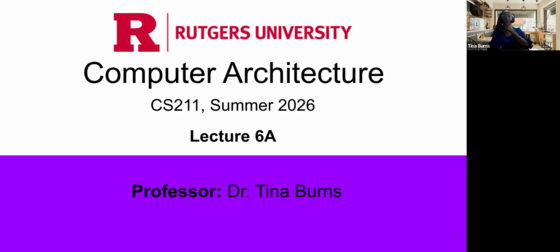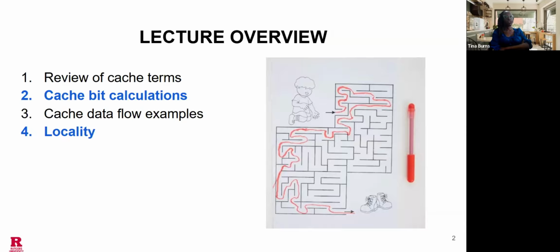So let's go over the roadmap of what we'll be discussing today. We're continuing with our discussion of cache. We're going to review some of the cache terms, then we'll go over some bit calculations. We're going to look at some data flow examples, and then we'll talk about locality. That's how we end the class.